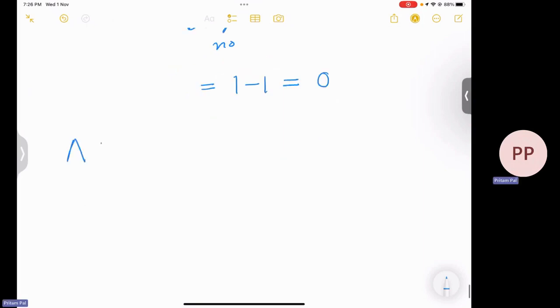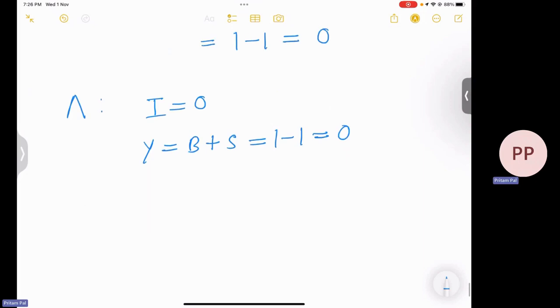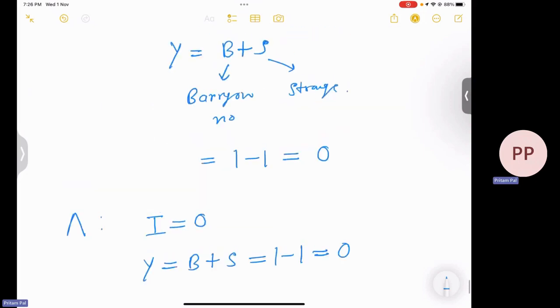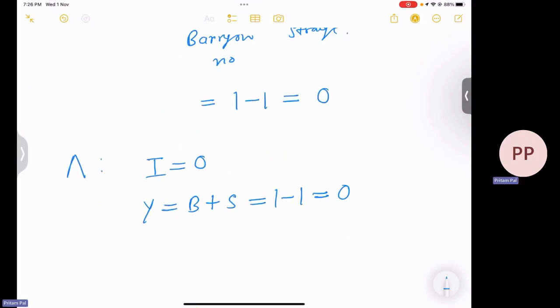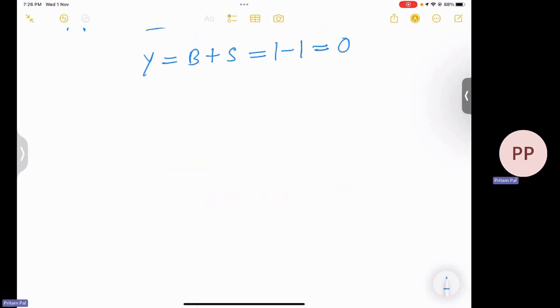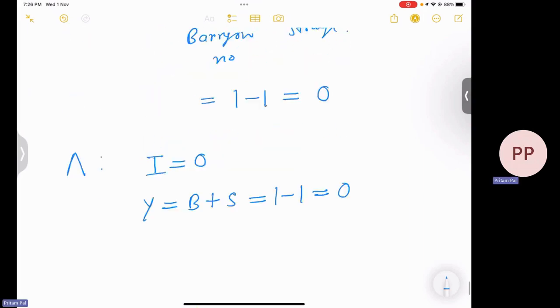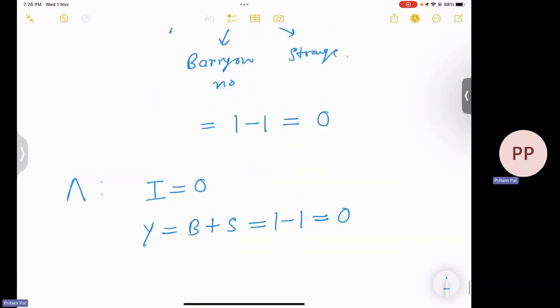Now do the same thing for the lambda hyperons. The isospin is 0. Y is B plus S, which is 1 minus 1, so it is 0. The value of Y is the same for both particles, but the isospin is different: for the sigma hyperons it's 1, for the lambda it's 0.